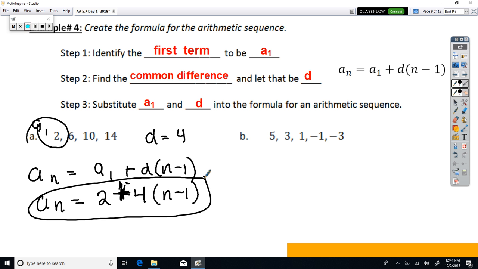Now, in the book, I think it may also say to write the general form equation and then find a sub 10. So if they wanted you to do this and then find a sub 10, all you would do is plug 10 in for n. Then you can just type that all in your calculator and get your answer, or you can do it piece by piece. I don't think I have a calculator on this computer to pull up. 2 plus 4 times 10 minus 1, we'll get 38.